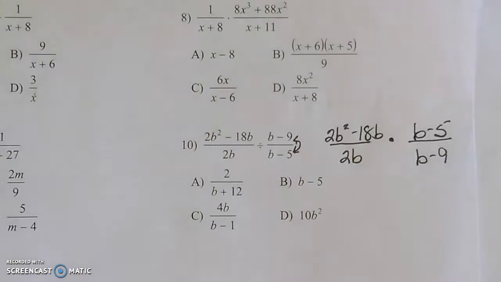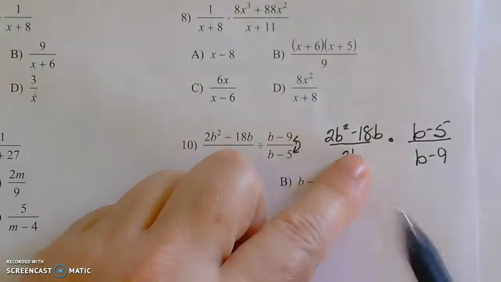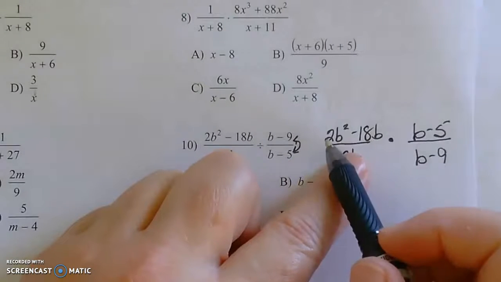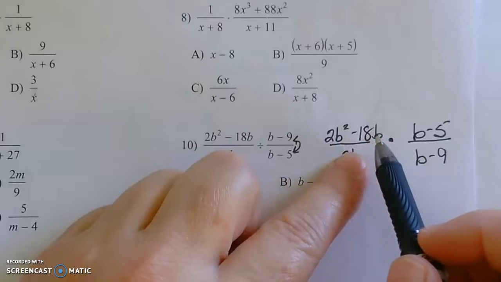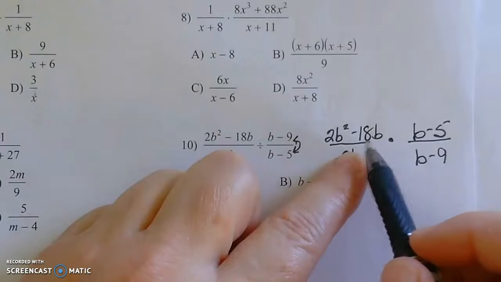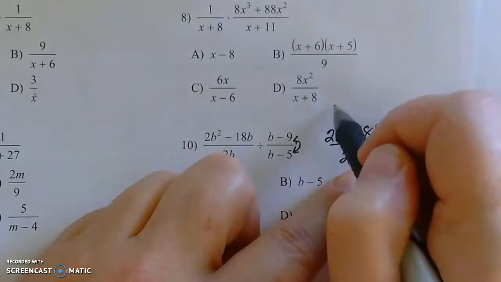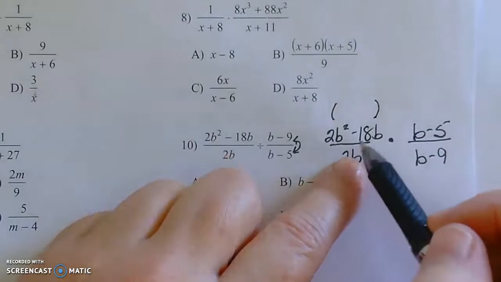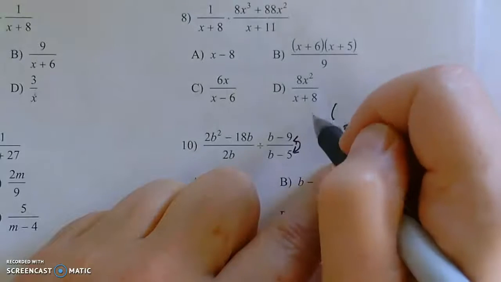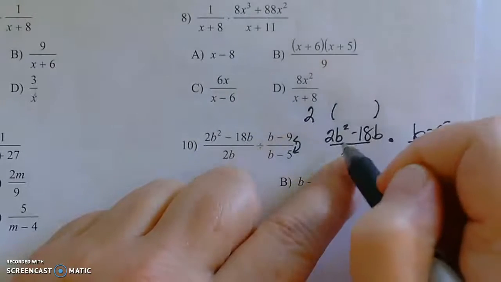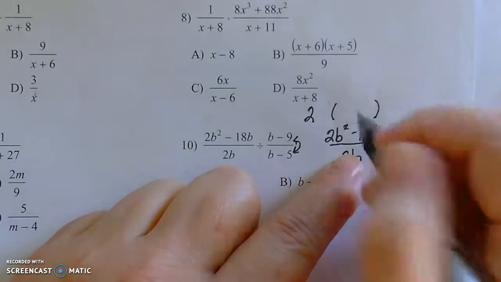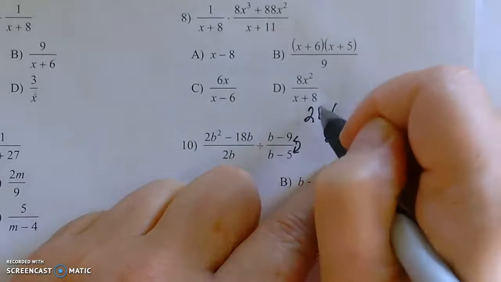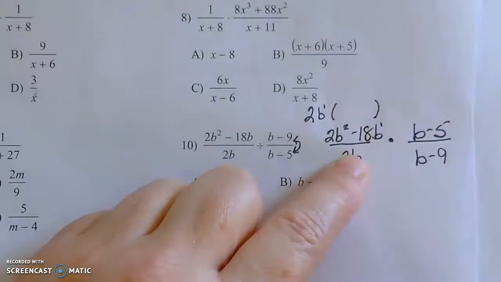Now we have to factor, see what we can factor. Now, I am going to factor this numerator. We have 2b squared minus 18b. It has only 2 terms, so I'm looking for a GCF. What's the largest number that will divide both 2 and 18? 2. Do we have a b in both of these terms? Yes, we do. We want the smallest exponent. Smallest exponent is a 1, so we're taking out a 2b to the first.